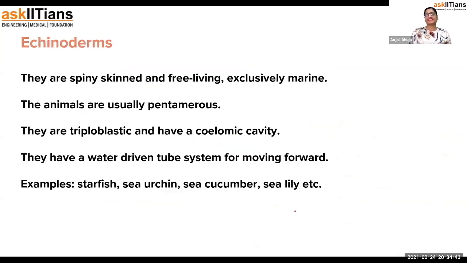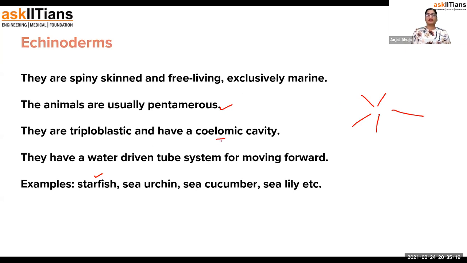Let's move forward, guys. Let's talk about the last category that we have to learn, which is the echinoderms. Echinoderms are spiny skinned, free living, and exclusively marine. I have told you earlier that if you want to understand things, you should learn examples first. Starfish, sea urchin, sea cucumber, sea lily. These are the examples. They are basically pentamerous, as in 5 body parts or 5 limbs are there.